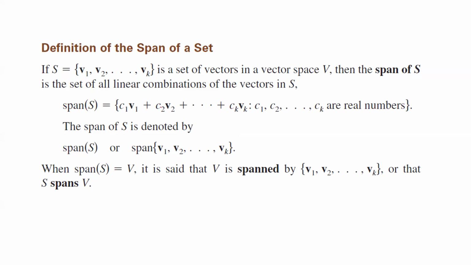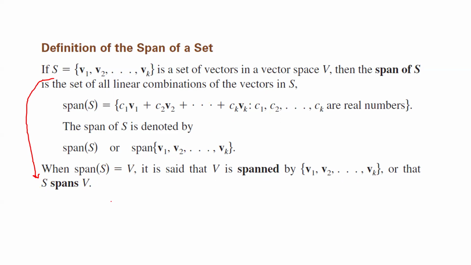C1 V1 plus C2 V2 plus ... plus CK VK, and the Cis are all real numbers. The span of S is denoted by span S or span. We're going to list the vectors that you're using to create linear combinations. When span of S is the same as vector space V, it's said that V is spanned by these vectors. Or another terminology is that S, this set that you have here, basically spans the vector space V.